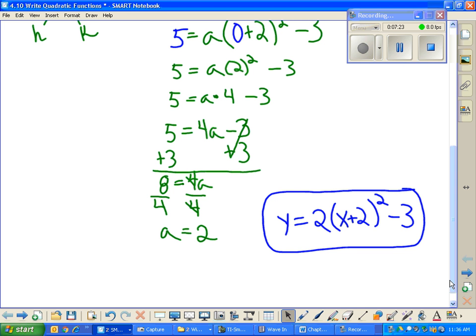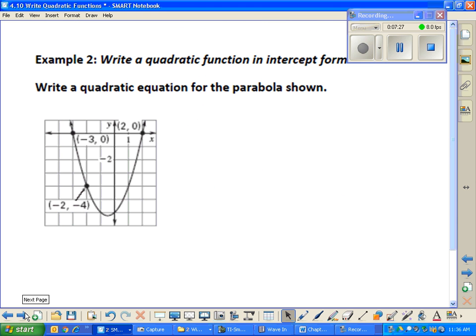All right, one more. Example 2 says this time, hey, write an equation in intercept form. Again, that's very kind of them to say what form. But on your test, it doesn't say what form. You have to kind of think through that a little bit. So let's have that discussion.